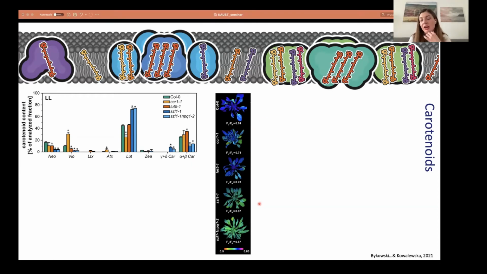First of all, we checked the efficiency of the photosynthetic apparatus, and we realized that probably the most interesting would be the szl1 and szl1 npq1-2 mutants.